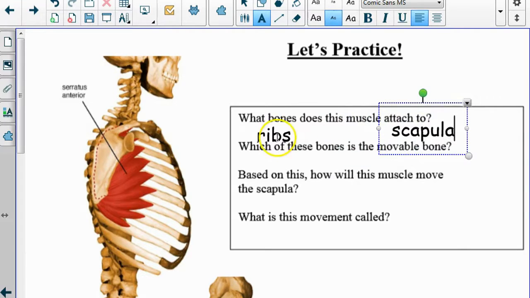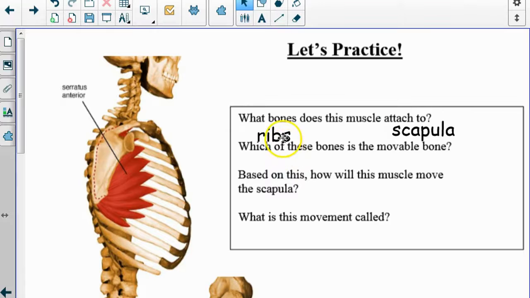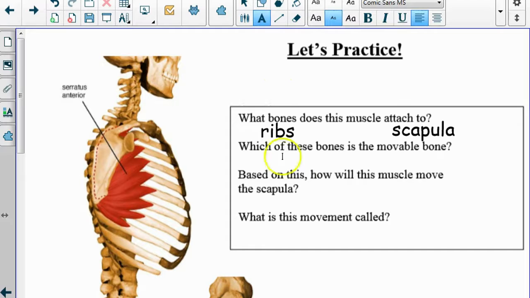So that follows the rules. Attaches to bones in at least two places. And so then the next question is, which of these bones is the movable bone? Do ribs move? Are ribs going to be pulled closer to the scapula, or is the scapula going to be pulled closer to this side of the rib cage? And so I hope in your mind you know that ribs barely move at all. And the scapula is a much more movable bone. So I'm going to answer this with the word scapula. The scapula is our movable bone.